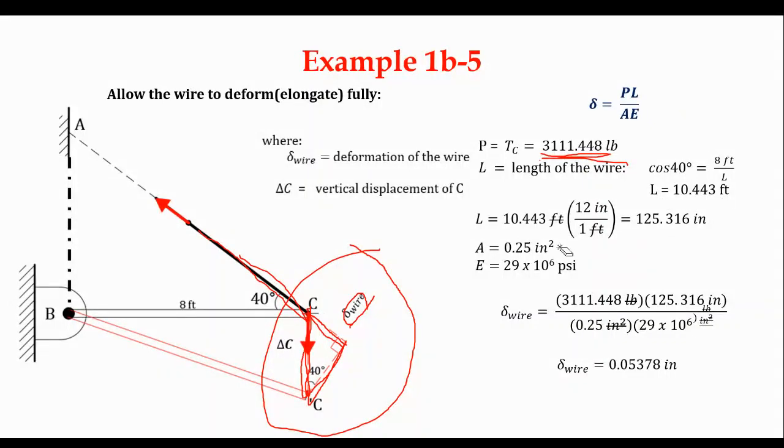So, we have to convert also the 10.443 feet for consistency in the unit. So, we convert it times 12 to get inches. And then, given the area of 0.25 inches squared, and given the elasticity, we can actually solve the deformation of the wire. Substitute lang. So, it is equal to 0.05378 inches.